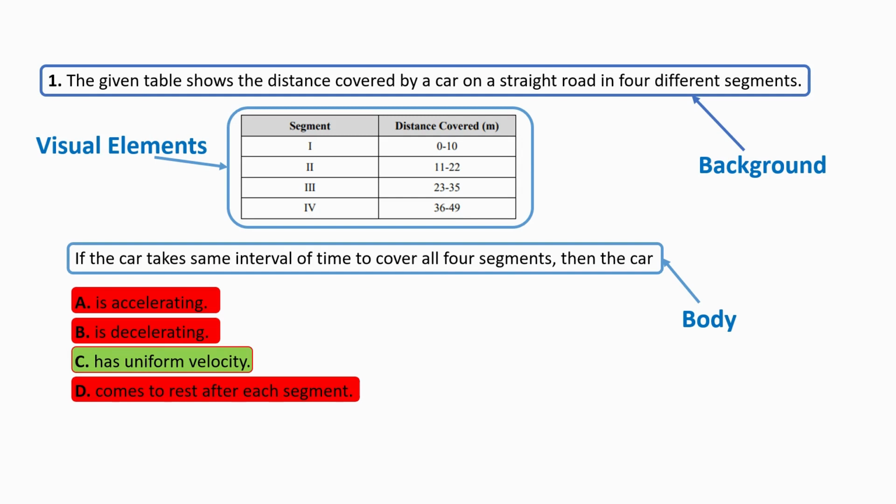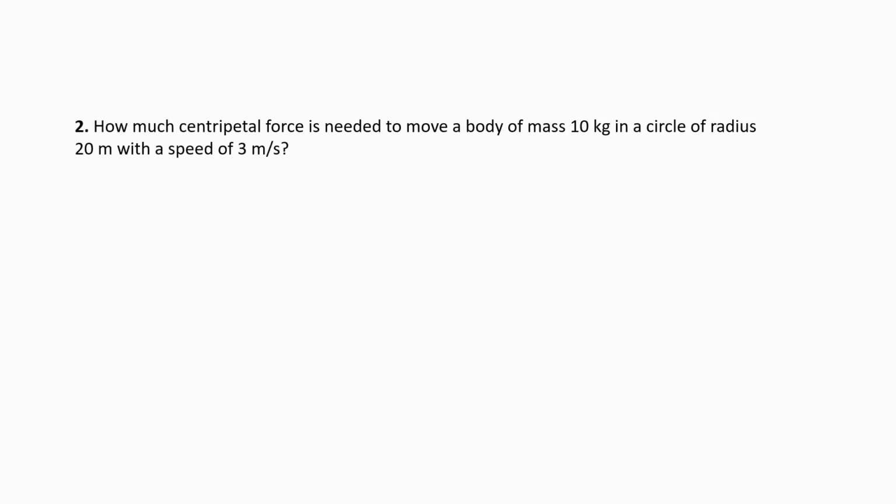So let's move into the next question. Next question you will see, it is a numerical based question where it is asking how much centripetal force is needed to move a body of mass 10 kg in a circle of radius 20 meter with a speed of 3 meter per second. अच्छा, यहाँ पर अगर हम क्वेश्चन को देखें, इसके बाद डायरेक्टली हमारे पास ऑप्शन गिवन है 1.5 न्यूटन, 4.5 न्यूटन, 13 न्यूटन एंड 33 न्यूटन.